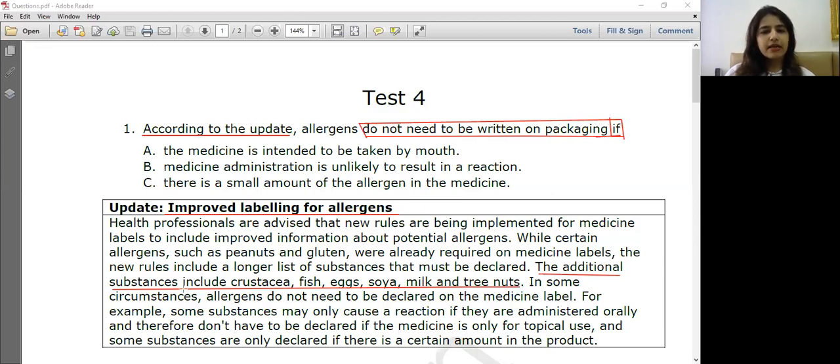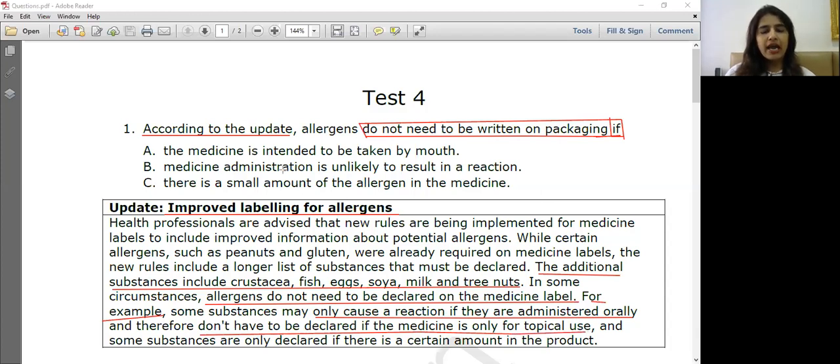So here it says in some circumstances, allergens do not need to be declared on the medicine label. So in some circumstances, that means there are certain exceptions. So what are those exceptions? Now here it's an example. An example says some substances may only cause a reaction if they are administered orally. Therefore, they don't have to be declared if the medicine is only for topical use.